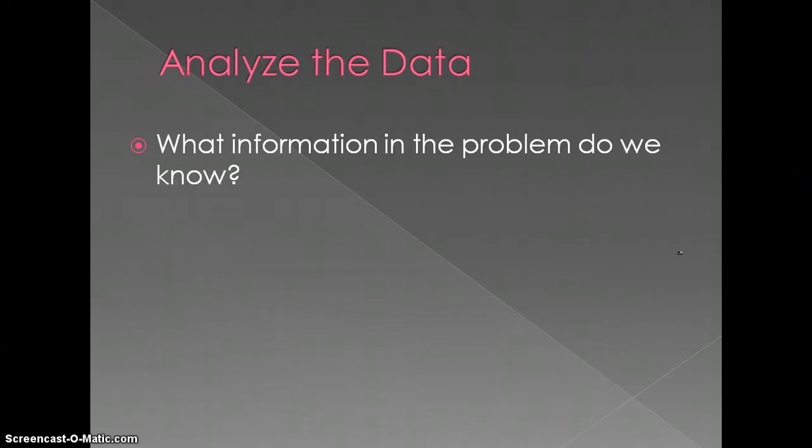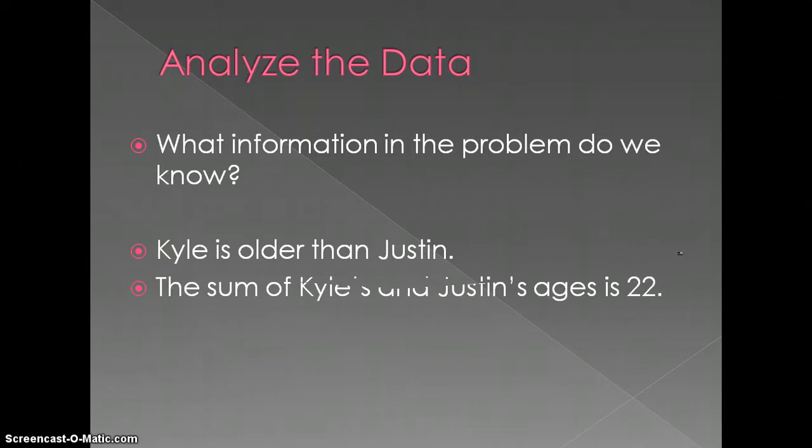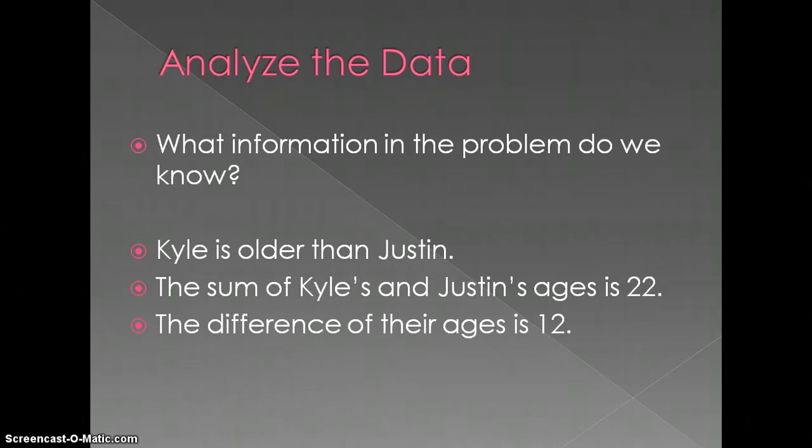The next step is to analyze the data. What information in the problem do we know? We know that Kyle is older than Justin because the very first sentence said Kyle is Justin's older brother. We also know that the sum of Kyle's and Justin's ages is 22. And we know that the difference of their ages is 12.